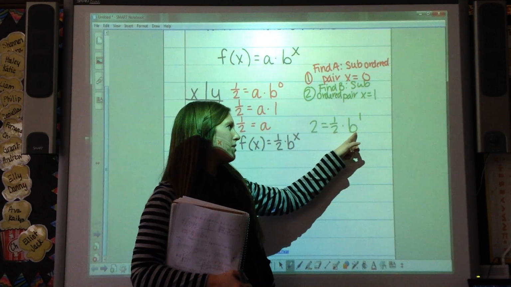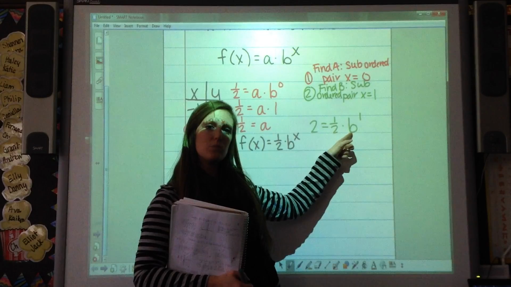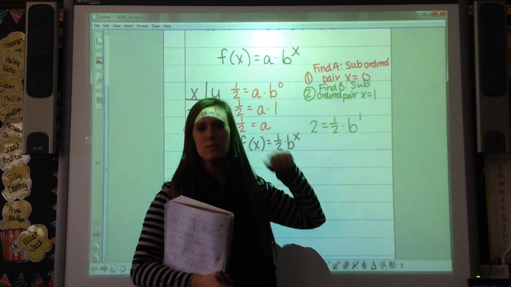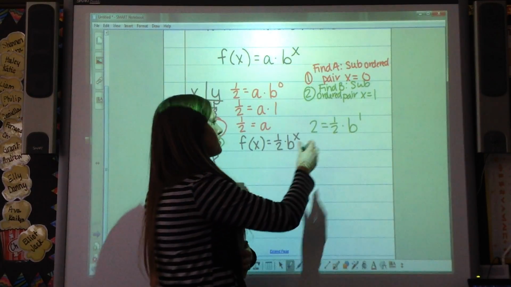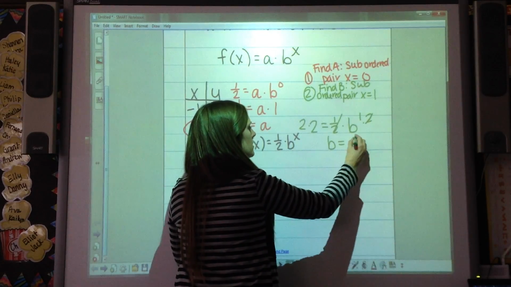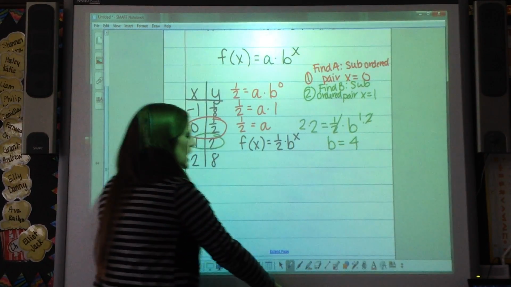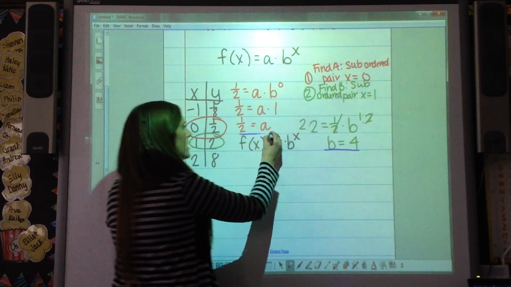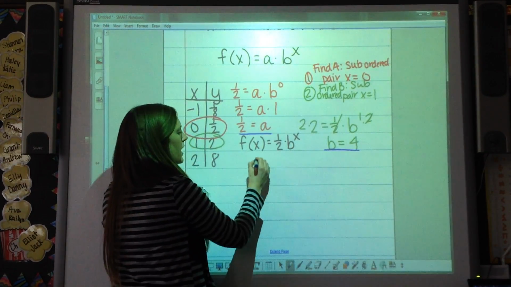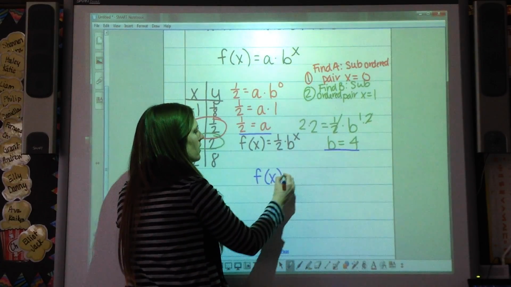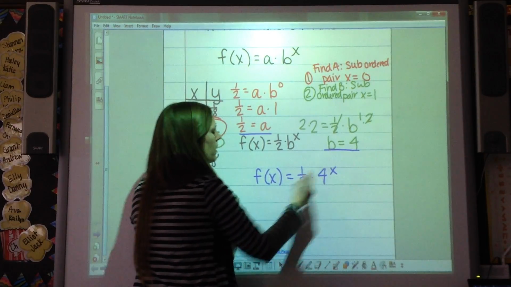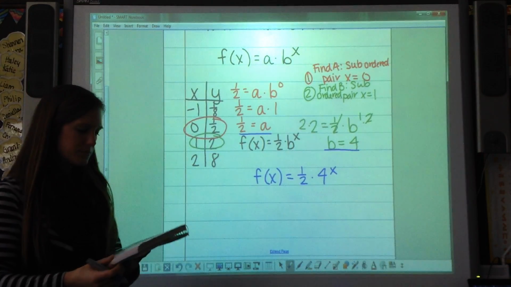To get b by itself, I'm going to have to divide to bring the 1/2 to the other side. But we can't divide fractions, so I'm going to multiply by the reciprocal instead. So my b is 4. Now that I have a b value and an a value, I can plug it in to this generic formula. F of x equals 1/2 times 4 with the power of x.